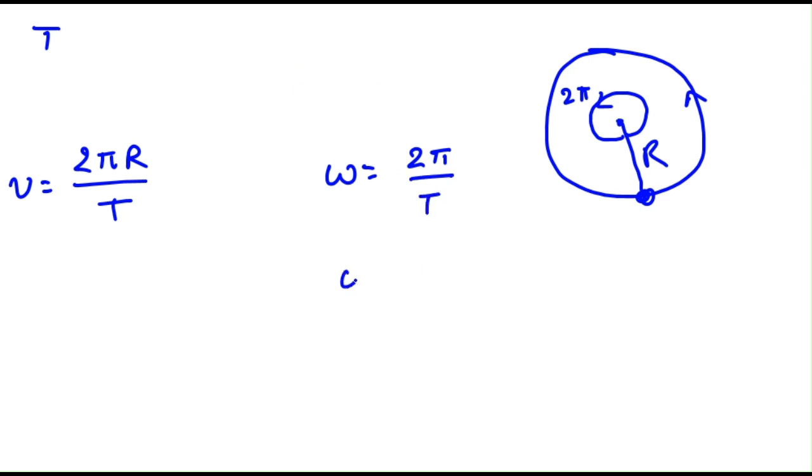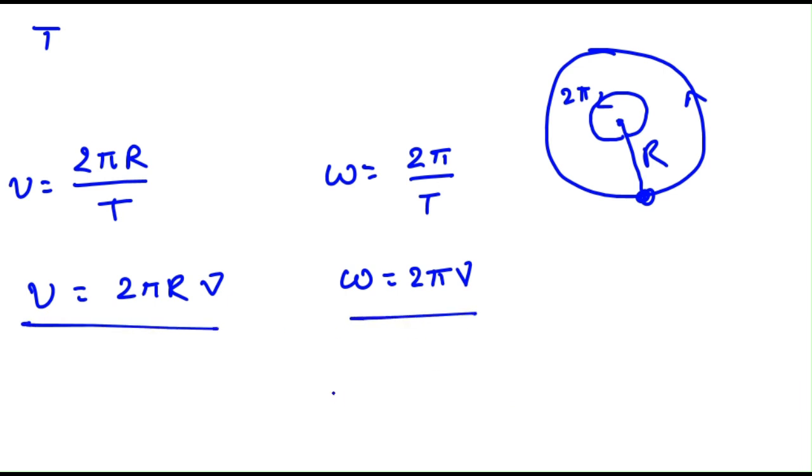And as we have discussed earlier, 1 by T is nothing but frequency, the number of revolutions made per unit time. Here we can write v equals 2 pi r into nu. Not to be confused: this v is for speed, and this is a Greek letter, nu. There is a very little difference between these two. Here we have a smooth curve, here we have a sharp one. So this is for speed and this is for frequency.